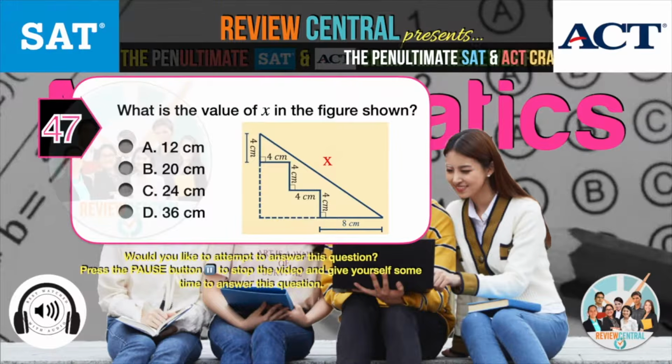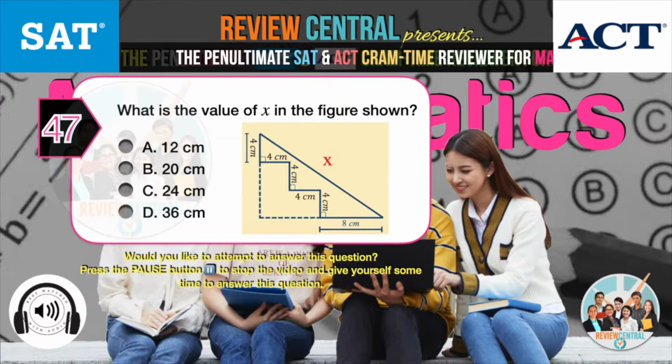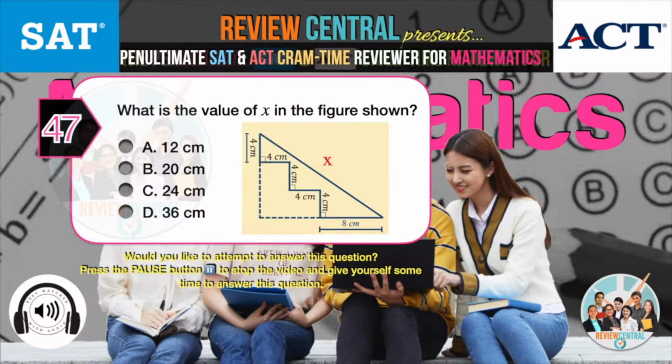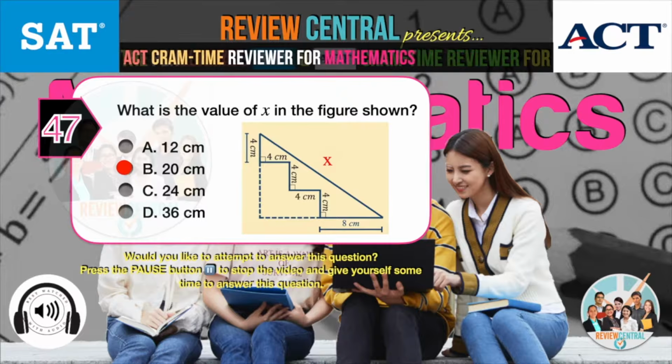Question number 47. In the figure shown above, what is the value of x? A. 12 centimeters. B. 20 centimeters. C. 24 centimeters. D. 36 centimeters. The correct answer is B. 20 centimeters. Don't be fooled by this seemingly complicated figure. This is another very easy problem to solve.